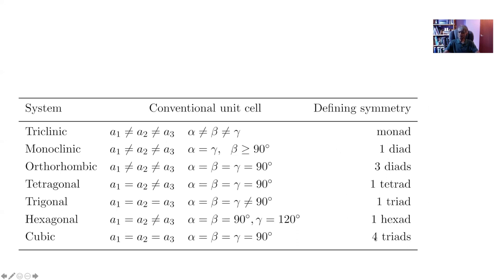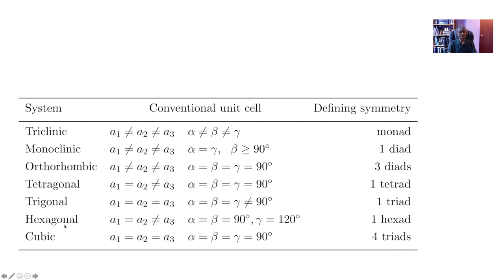So if you see a shape in which you can see four triads, then that must be cubic, and so on. So it's a very useful system of classifying the crystals. So cubic F, cubic I, and cubic P will all have four triads associated with them.